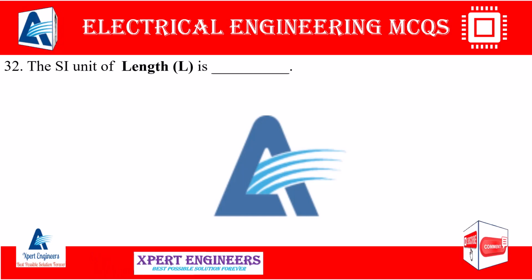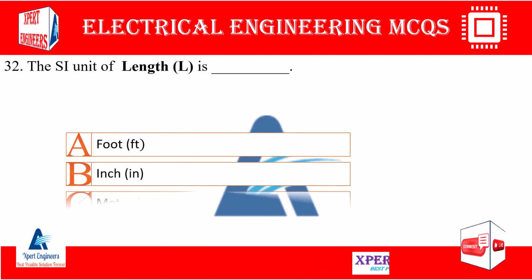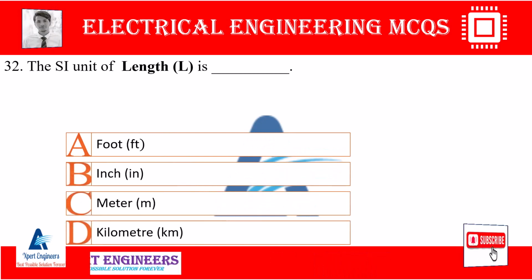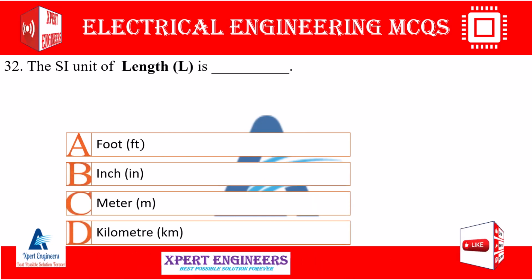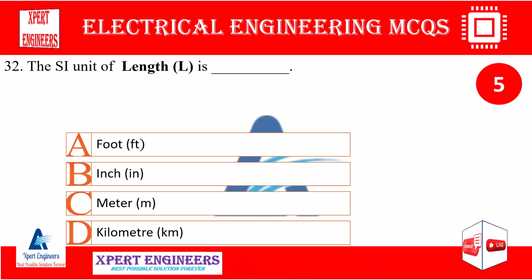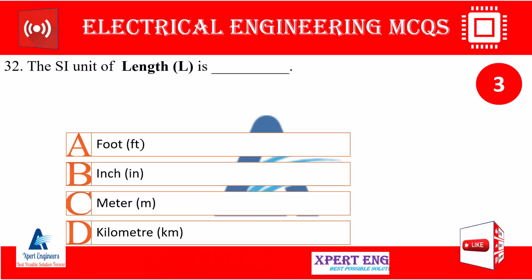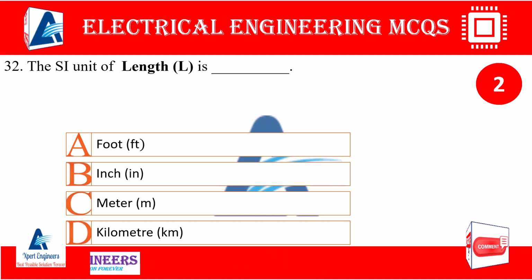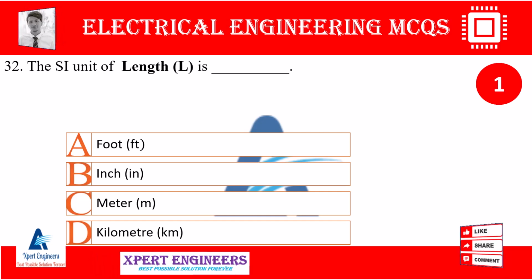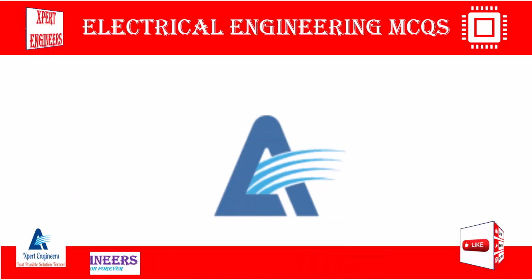Next is the SI unit of length is dash. A, foot, B, inch, C, meter, and D, kilometer. The correct option is C, meter. The SI unit of length is meter.